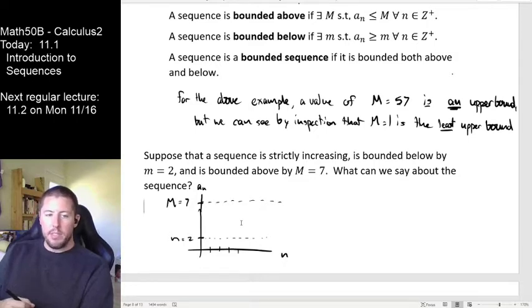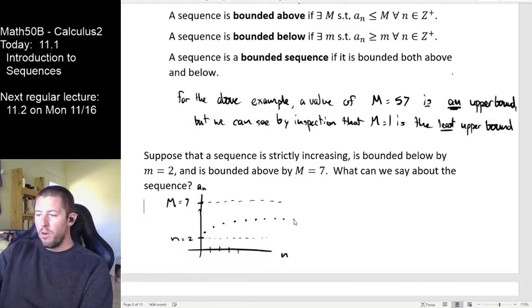What can we say about the sequence? The reason I'm asking this question this way is because I'm suspicious that some of you listening right now are going to overstate the answer to this. The overstated answer that's not correct here is that this sequence will converge to 7. The reason that that's not correct is because I don't know that capital M is my least upper bound. I just know it's an upper bound. So I'm thinking to myself, it might be the case that this sequence just increases and increases and increases, but maybe it's only converging to something like 4 or 5, right? It's not necessarily converging to 7.